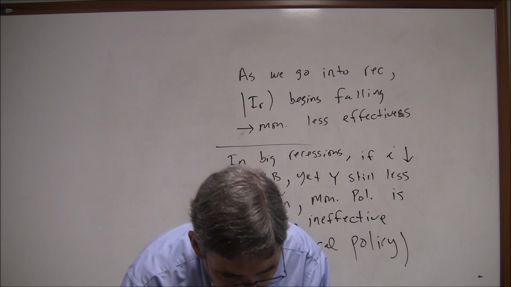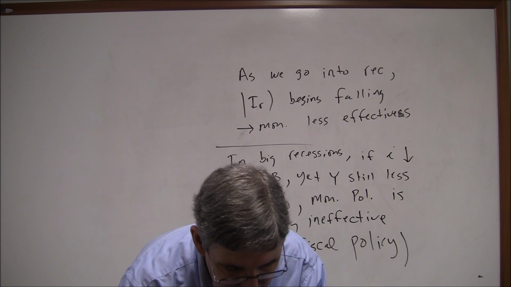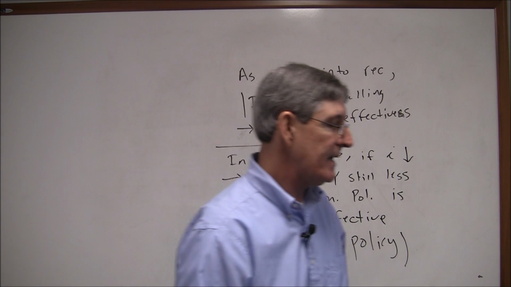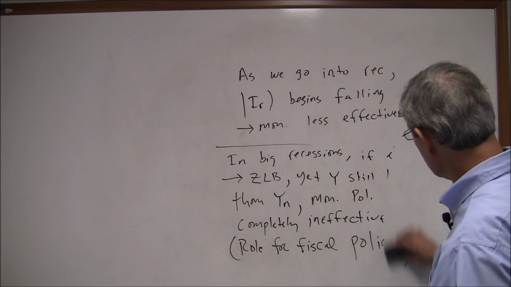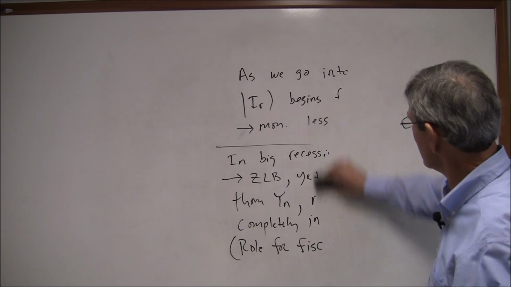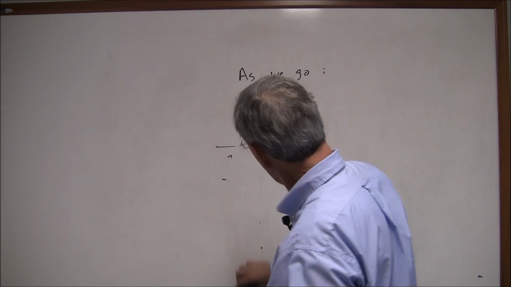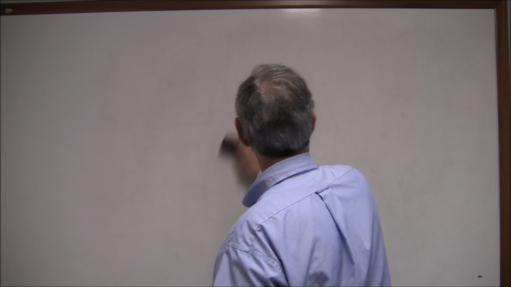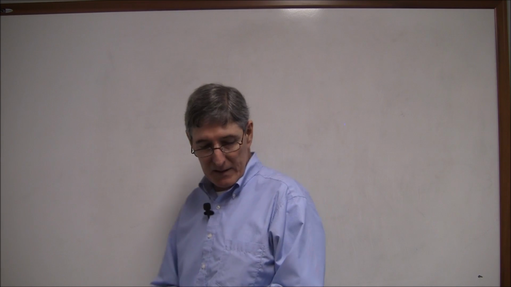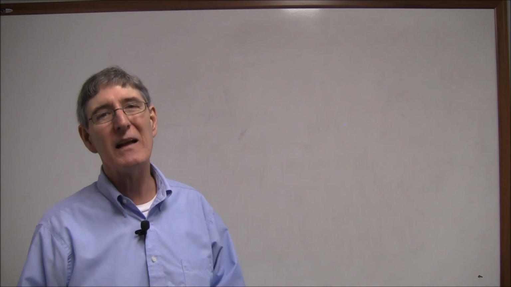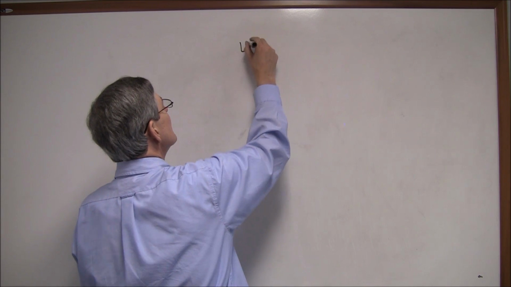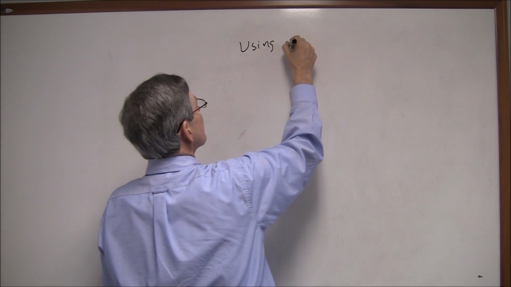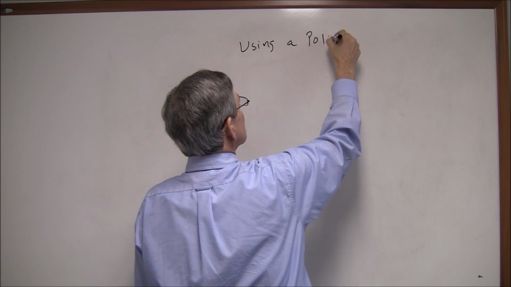And so the last topic that we need to talk about is what's called using a policy mix. We have been doing all of this as though monetary and fiscal policy alone are implemented. But you could also imagine the monetary and fiscal authorities cooperating either directly or implicitly and using what's called a policy mix. So using a policy mix.